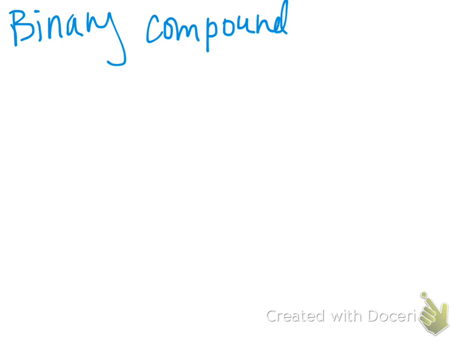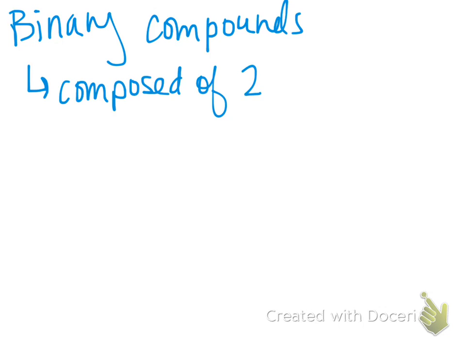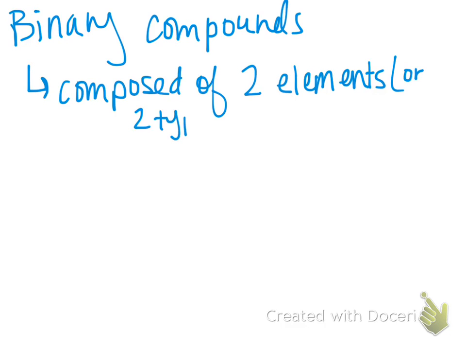So we're going to start by learning how to name binary compounds. Sorry, my handwriting is not good. Binary compounds. How many atoms do you think are in binary compounds? 2, right? So binary compounds are composed of 2 elements, or 2 types of atoms, you could say. Won't always mean only 2 atoms itself, but it might mean 2 types of atoms.